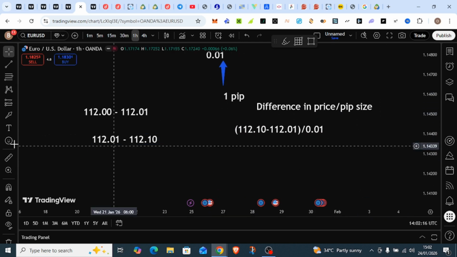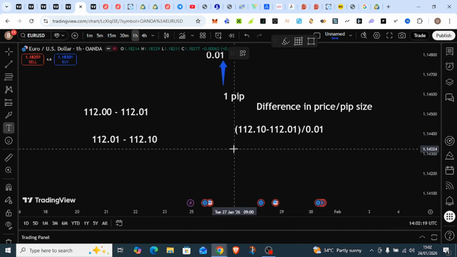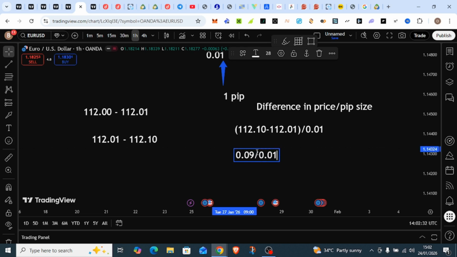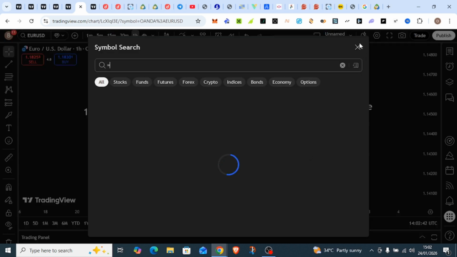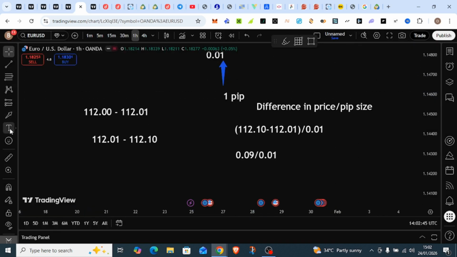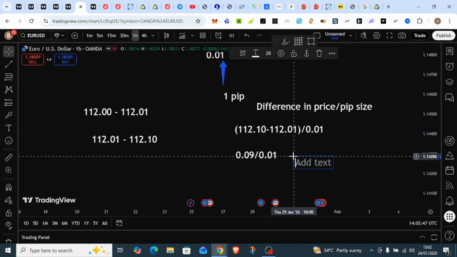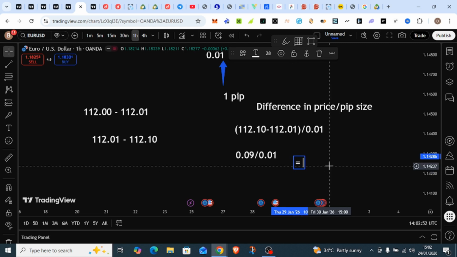This is going to give us the price difference itself is 0.09, and divided by 0.01. As you can see, this is the second decimal. But if you divide it by this 0.01, you are going to get it is equal to 9 pips.